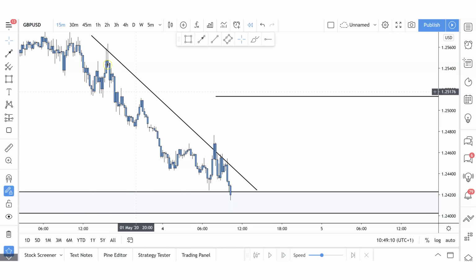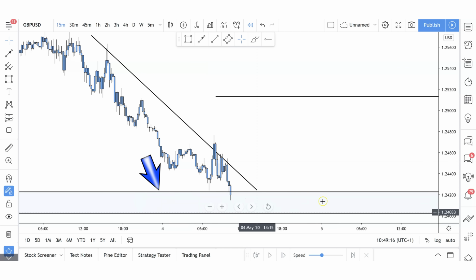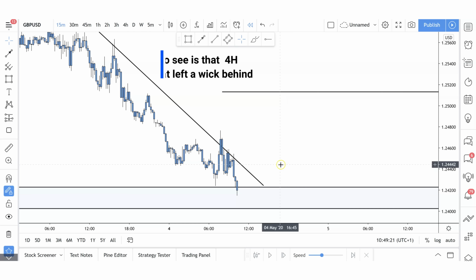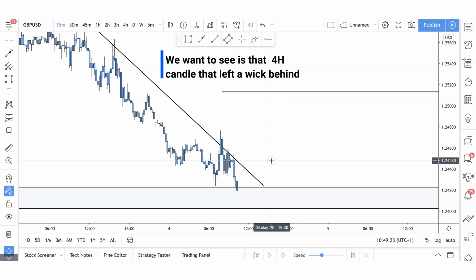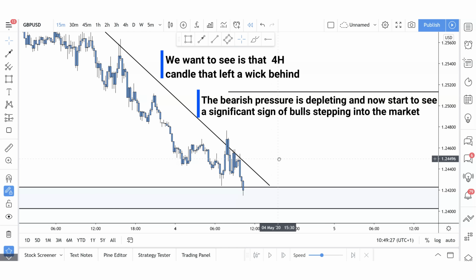We have our confluence. We have our strong push phase without an exhaustion on the 4H. We have a key level in the market, which is this rectangle box here where price is failing to break below. Now, all we want to see is that 4H candle that left a wick behind continue to illustrate that the bearish pressure is depleting, and now start to see a significant sign of bulls stepping into the market.